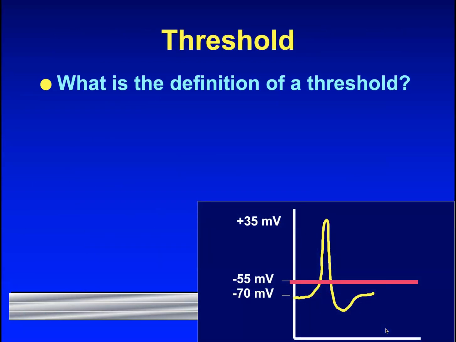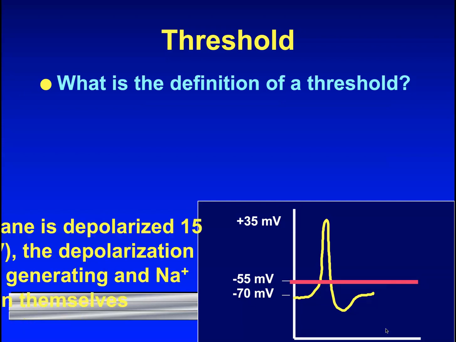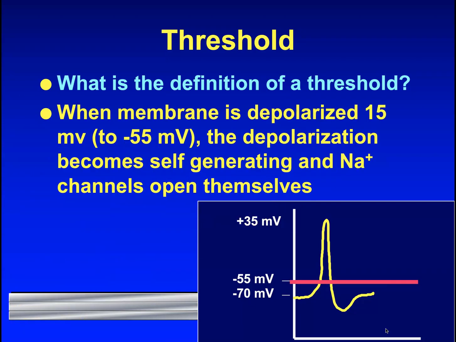Now we've talked about threshold. What is threshold? Threshold is when you hit the voltage, whatever that voltage is, necessary to open up voltage-gated channels. In this case, it's -55. And once you hit -55, whoosh, you don't have to open up a little one here and a little one here. They open up themselves. The voltage-gated channels open up. You don't have to get the signal another way.